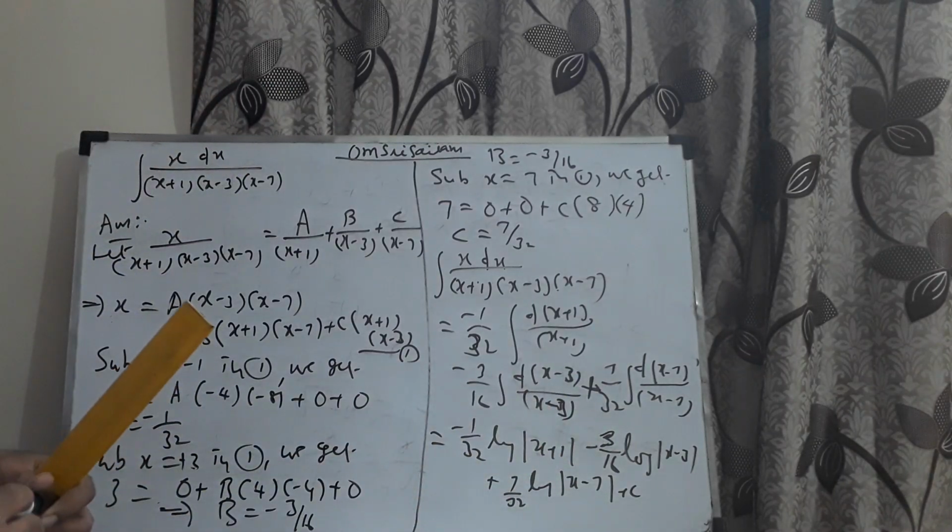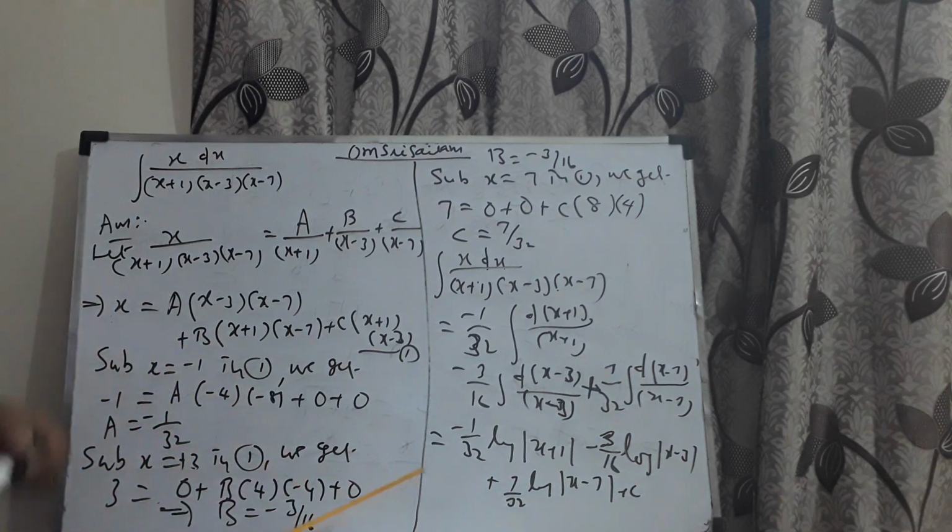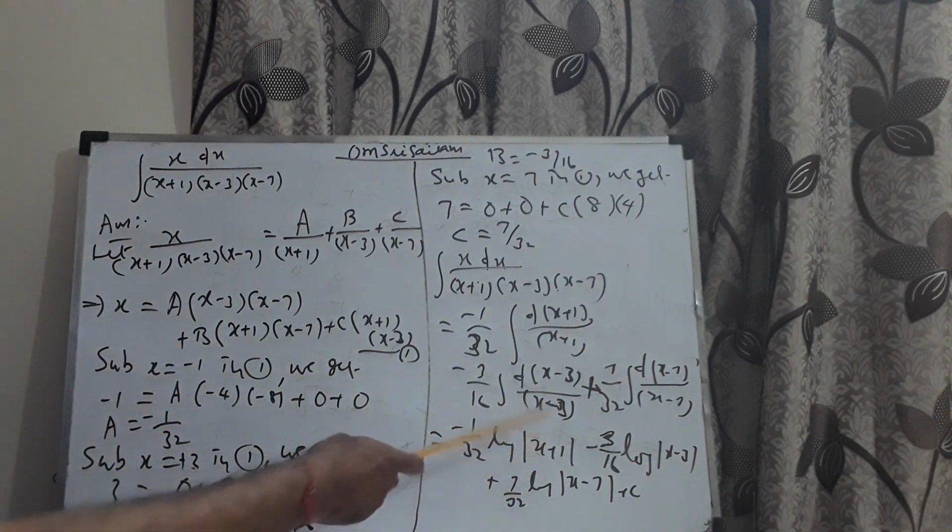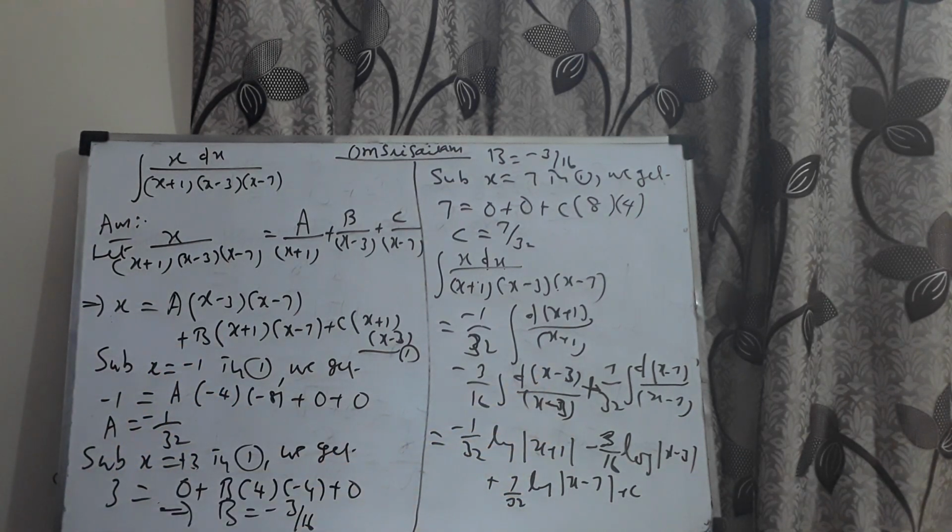Therefore, everywhere I have log. Now, minus 1 by 32 log mod x plus 1, minus 3 by 16 log mod x minus 3, plus 7 by 32 log mod x minus 7, plus c will be the final answer. Therefore, it is just a simple application of partial fractions.